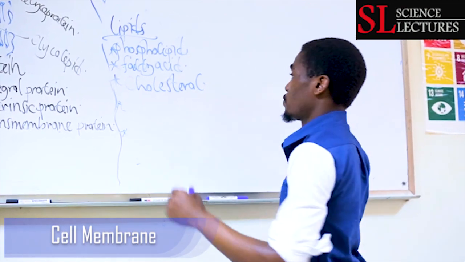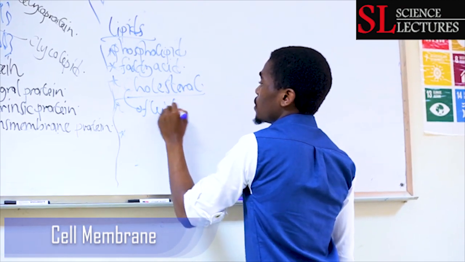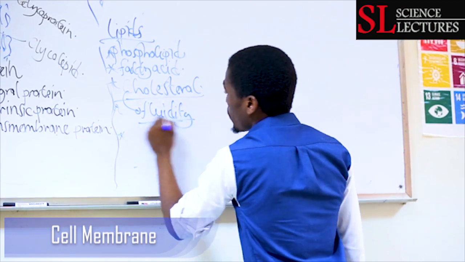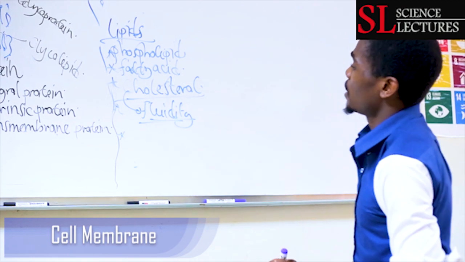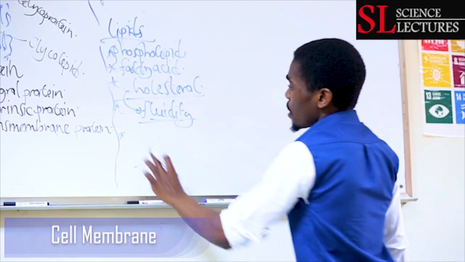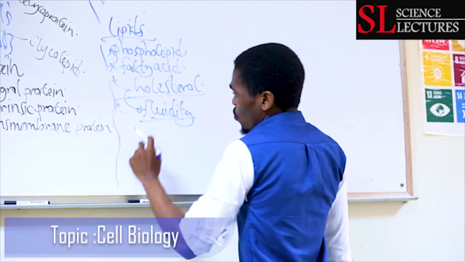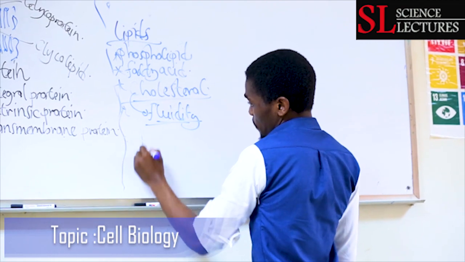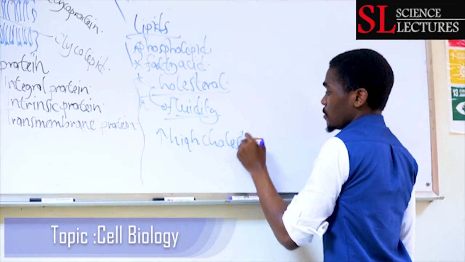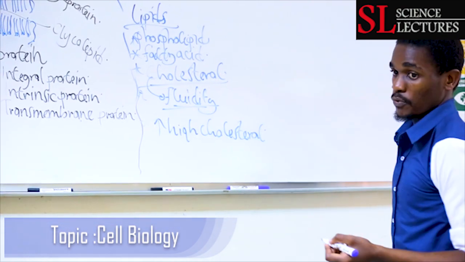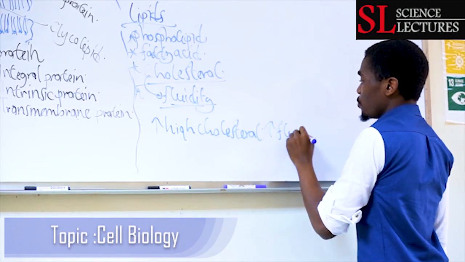What is the importance of cholesterol? Cholesterol will aid in promoting what we call fluidity of the cell membrane. So it is the number one factor for also promoting fluidity of the cell membrane. Like we saw, the fatty acid does it to promote fluidity of the cell membrane. But what happens with cholesterol in promoting fluidity? When we have high cholesterol levels, what will happen with the fluidity? Fluidity will increase.